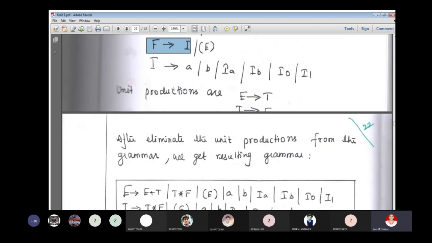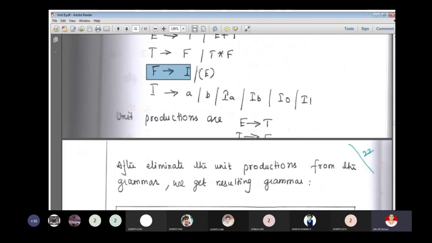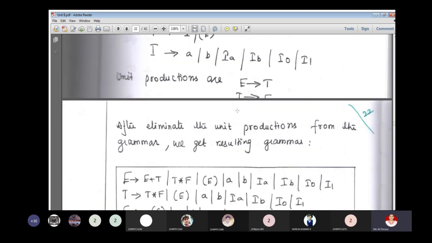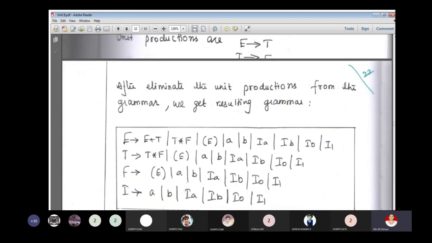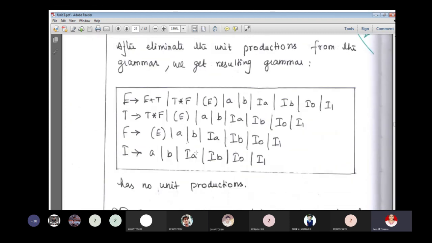So we have to eliminate them. So how can we eliminate? We know that I is A, B, IA, IB, I0, I1. So this can be used here. So F can be written as F tends to the earlier production open parenthesis E close parenthesis. Instead of this I, you can replace it with its body, that is A, B, IA, IB, I0, I1. So now you have removed the unit production from F.